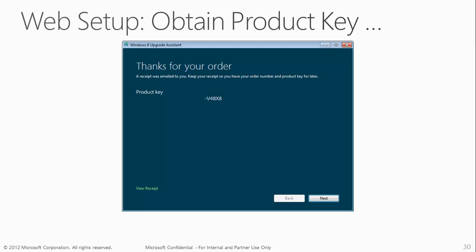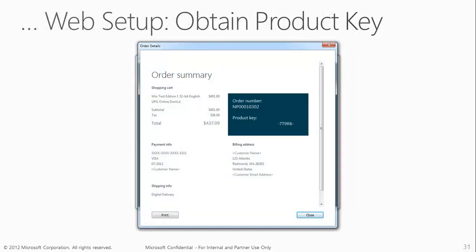You can also click on the view receipt link down on the bottom to get another view of the key, as well as just confirmation information, the receipt for your purchase, basically.